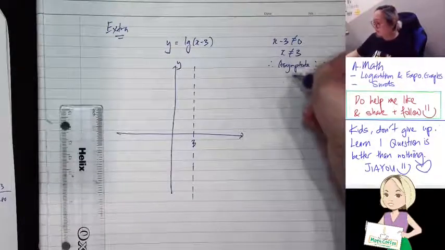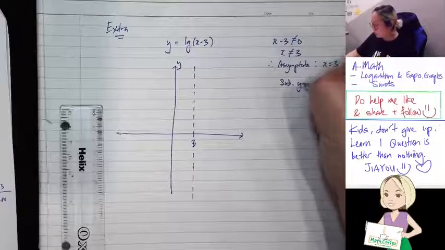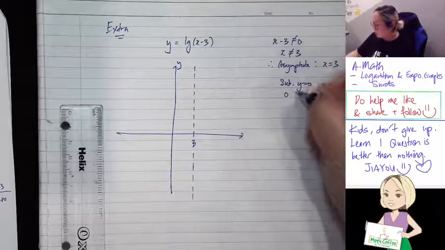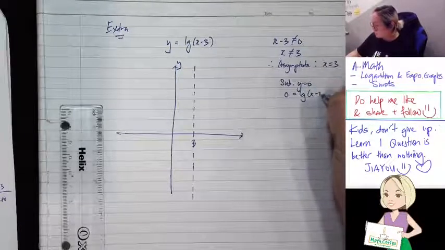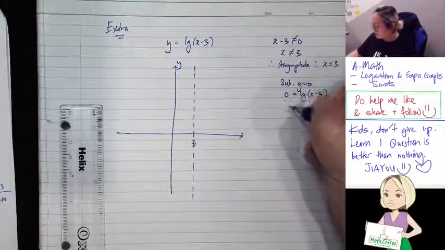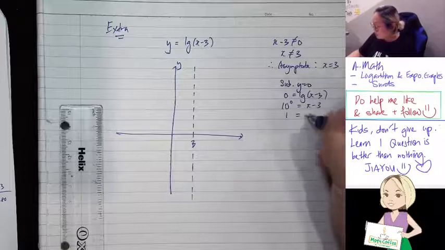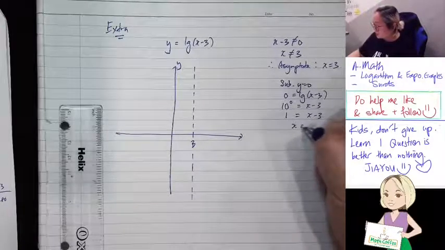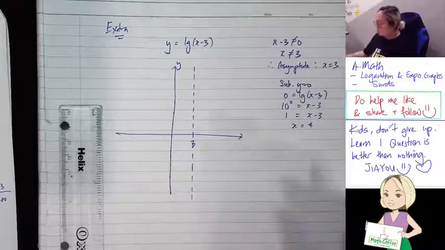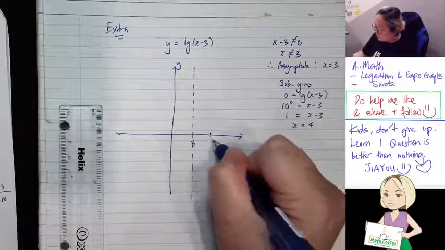So I'm going to sub in y equals 0. So it becomes 0 equals log x minus 3. Push up, 10 to the power of 0 equals x minus 3. 1 equals x minus 3. x equals 4. So it means that it will cut through at 4.